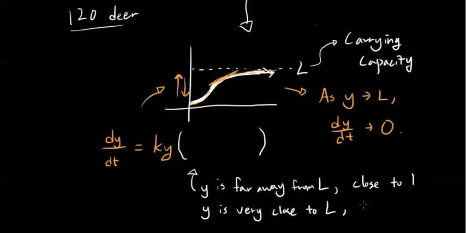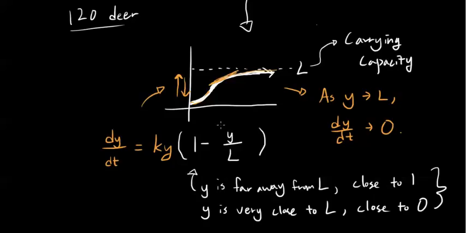But if y is very close to L, we want this expression to be close to 0, which is going to signify the rate of change is becoming closer and closer to 0, and the population isn't growing as fast. So how can we represent that? One way the environmentalists and mathematicians thought about it is by multiplying by 1 minus y over L. And let's see how this accomplishes our goal.